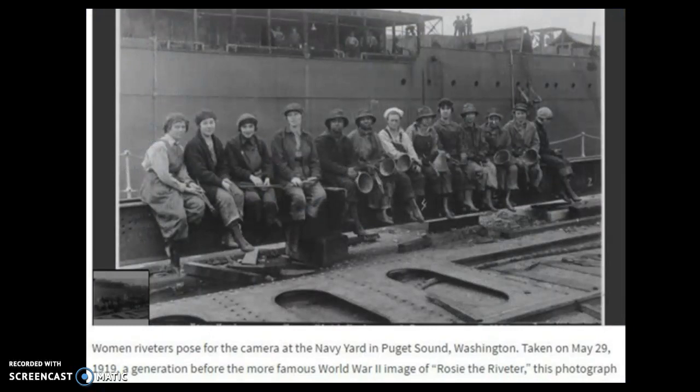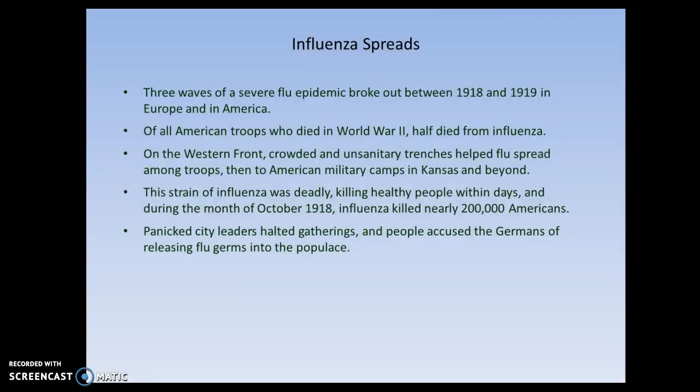Here's a cool picture of some women riveters posing for the camera in the Navy Yard at Puget Sound, Washington. You probably have seen the famous Rosie the Riveter. These are real riveters actually taking a break from their work. So a really cool picture there.